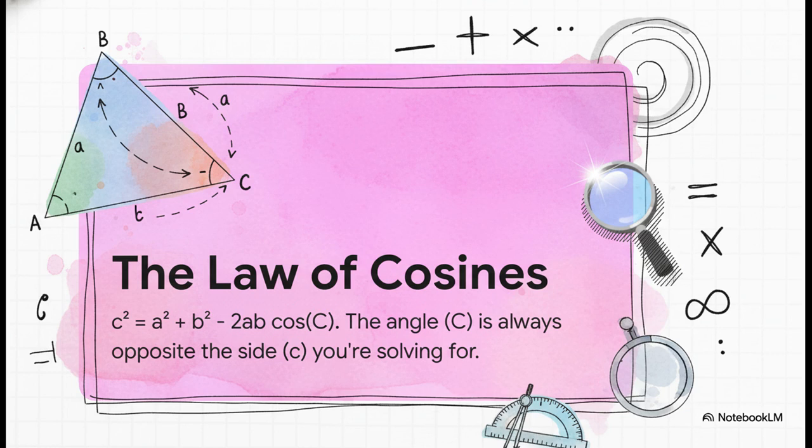Now I know, it might look a little intense at first, but the logic here is just beautiful. It lets you find any side, let's call it side c, as long as you know the other two sides, a and b, and the angle that's directly opposite c, we'll call that angle C. The one thing you have to burn into your brain is this. The side on the left of the equation is always opposite the angle you plug into the cosine on the right.